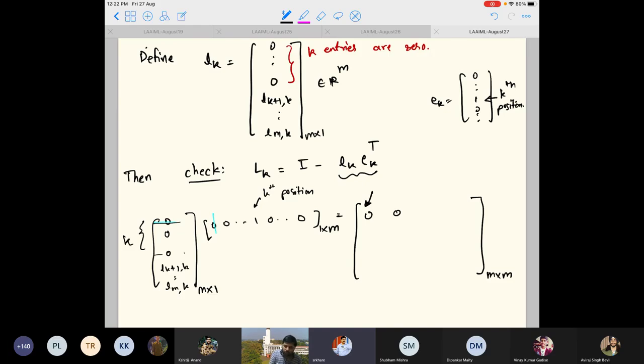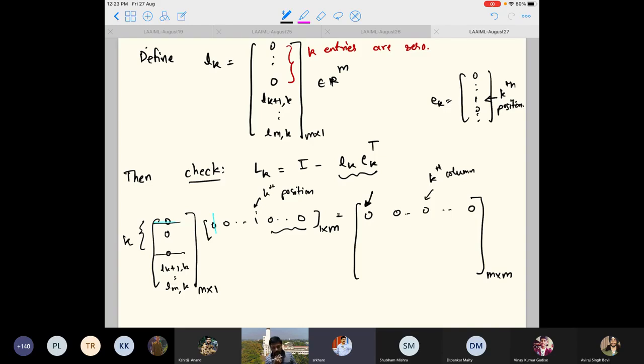So in the kth row you have 0. In the kth column you have 1. 0 times 1 you will get 0. This is the kth column, right? So the kth column is important for us. And all others will be 0 again because these entries are 0. It doesn't matter if you have a non-zero entry in LK. So the first row is 0.